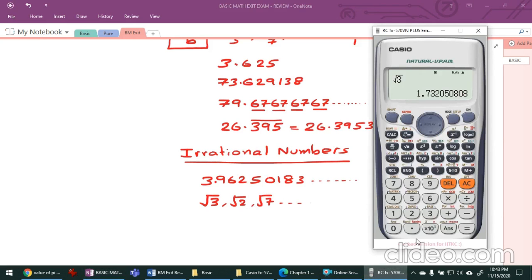Also we have the number pi here. See, shift, and if I press this, you have the answer for pi.